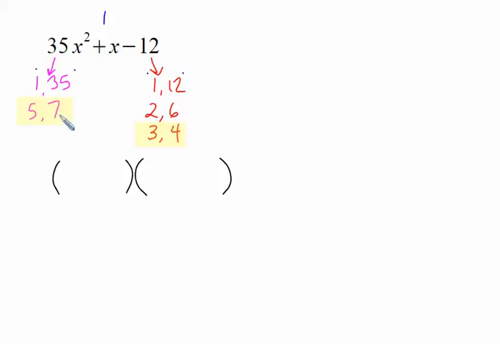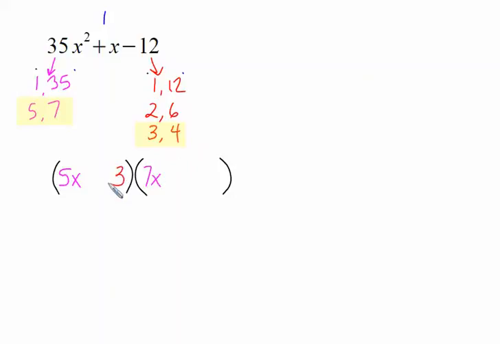But if we did 7 times 3, that's 21. 5 times 4, that's 20. That works. So we're going to put a 5x in one parenthesis and a 7x in the other parenthesis. Doesn't matter which is which. But now it does matter where the 3 goes and where the 4 goes. So what we wanted was 21 and 20. To get 21, we need 3 times 7.